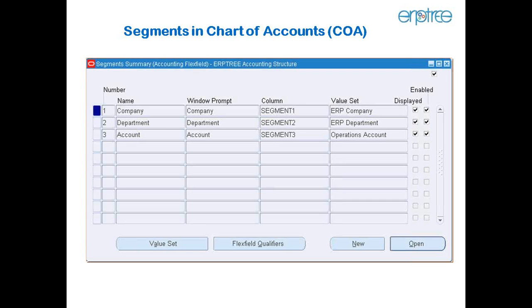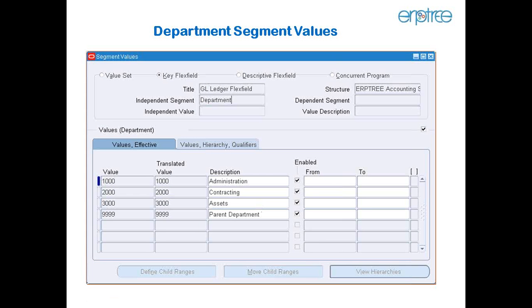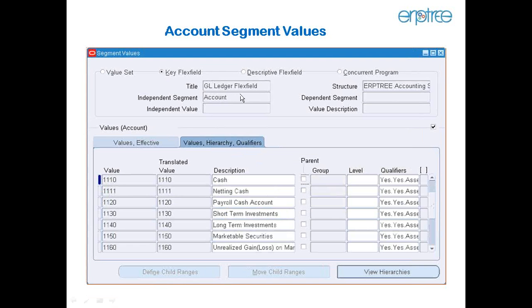I just want to give you a simple idea of how the screen looks. When you are going to create, you can understand in more detail. So these are the segments. Company, department, all these we call segments. For each segment, we have to maintain the segment values, right? Here in the slide you can see company segment values: ERP consulting, ERP development, ERP software. These are the company segment values. These are department segment values: administration, contracting, assets, and some parent departments I have given here. In the same way for accounts, cash account, payroll cash account, different accounts we have here.